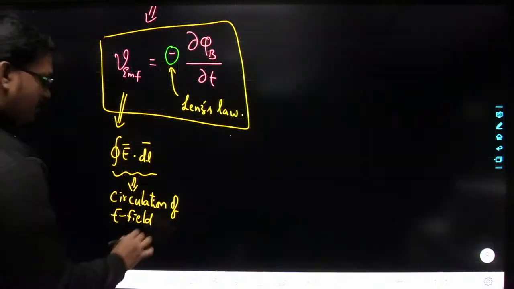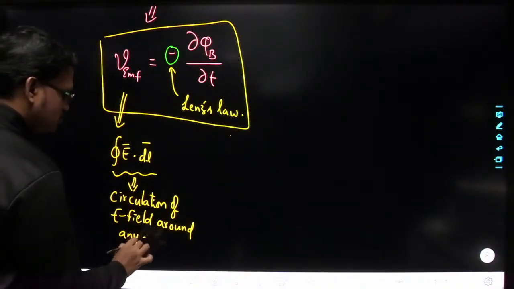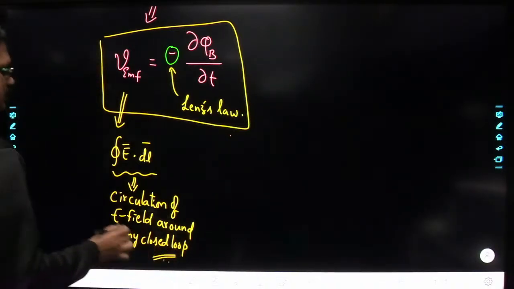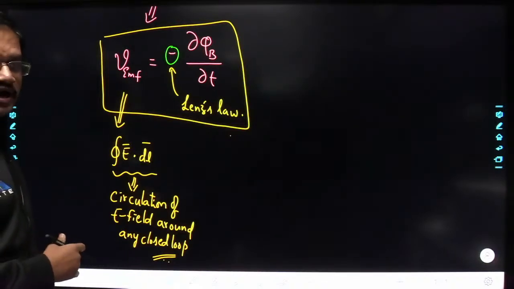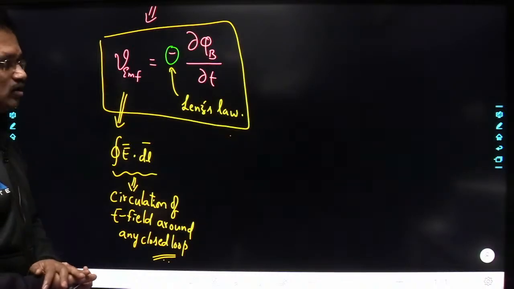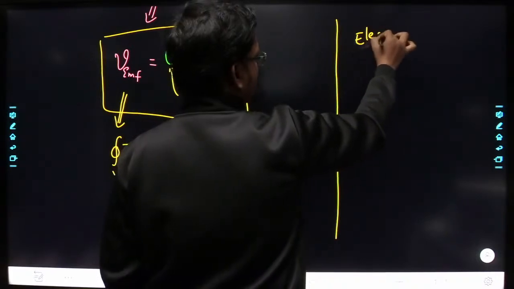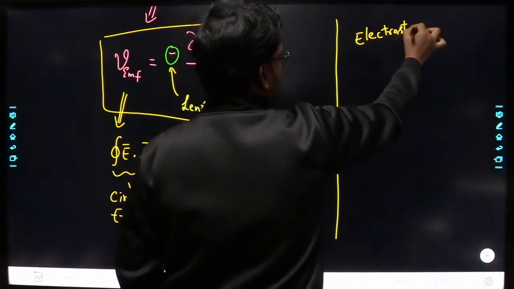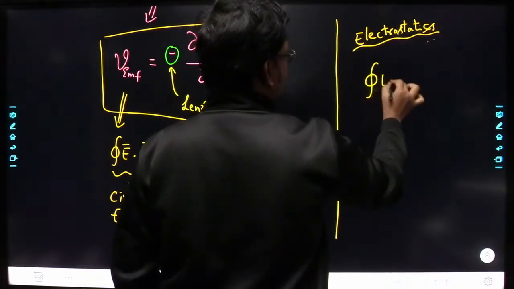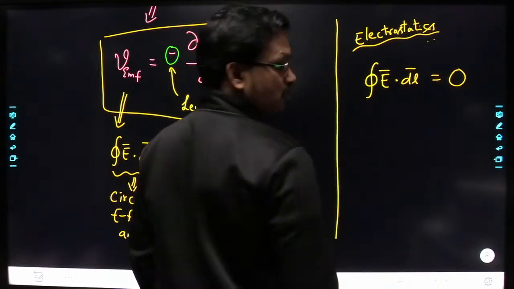So we can represent the EMF induced around any closed loop in terms of the circulation of electric field around any closed loop. In electrostatics we have seen that the circulation of electric field around any closed loop is equal to 0.